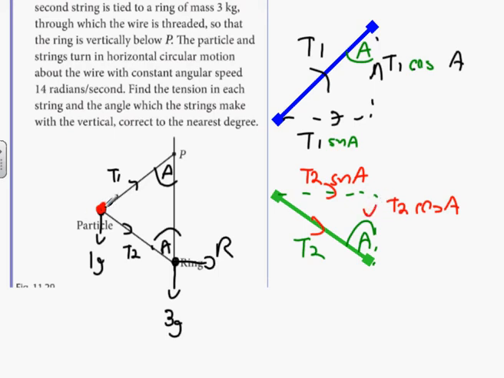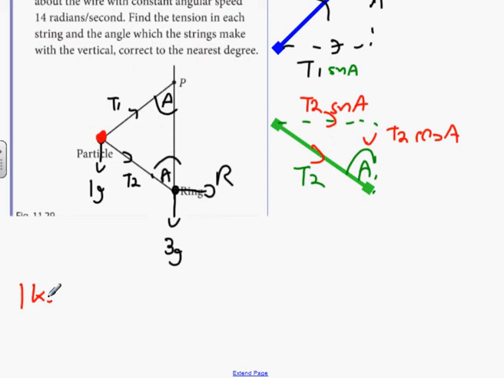These are written relative to the particle. One of the ropes is pulling it down to the right, the other rope is pulling it up to the right. So that's the way tension's acting. Now we also have our 3g going down from the ring's perspective and our 1g going down from the particle's perspective. So let's do the 1 kilogram particle.